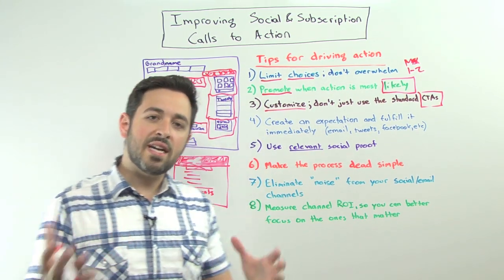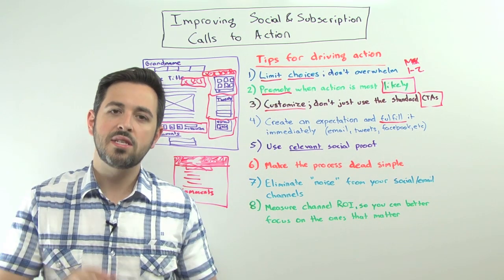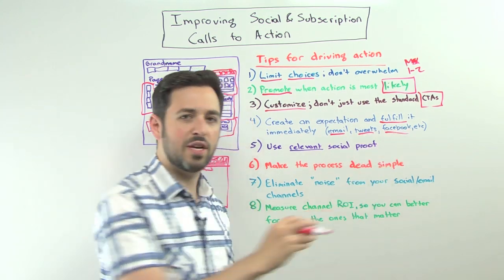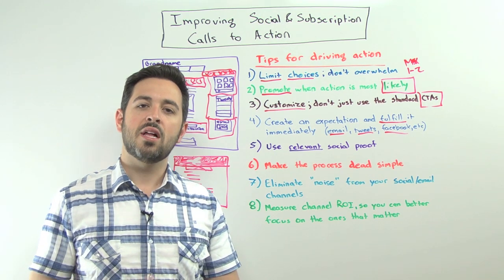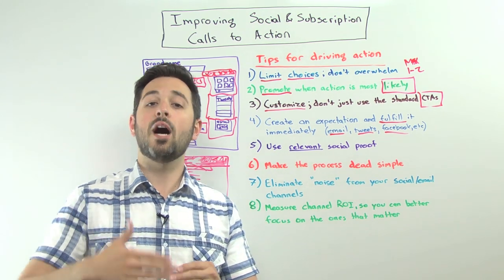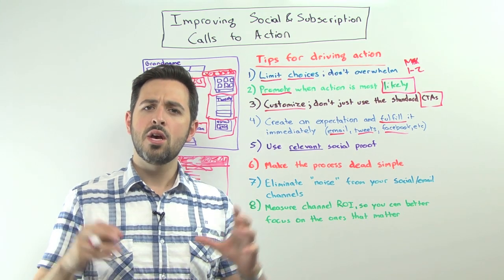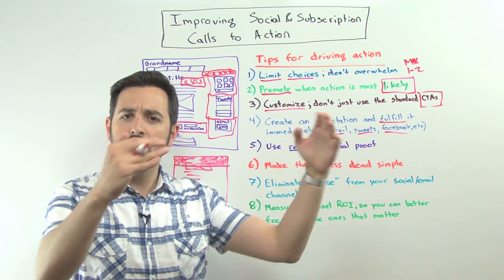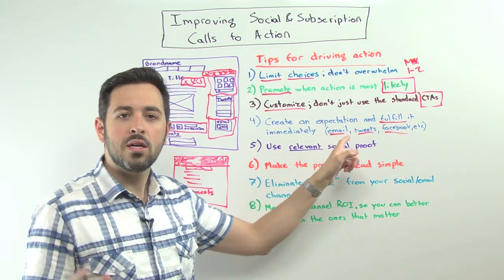Number 4, create an expectation and then please fulfill it immediately. This is most important with things like email, but it's also important with tweets and Facebook, etc. What I mean by this is, if you have a call to action that says, like us on Facebook and get updates like this, or be notified when we do these kinds of things, your Facebook page should be a list of a lot of those things with not a whole lot else, right? It should be doing exactly what you say.